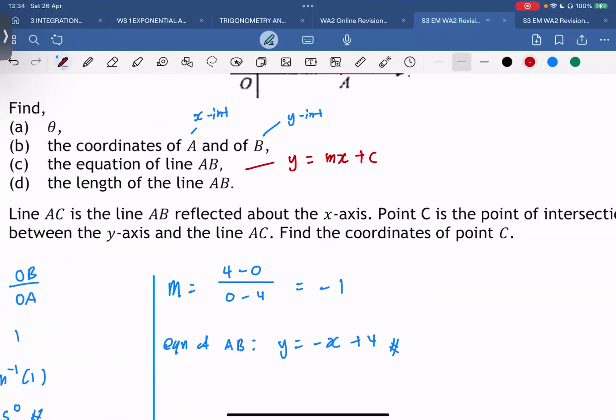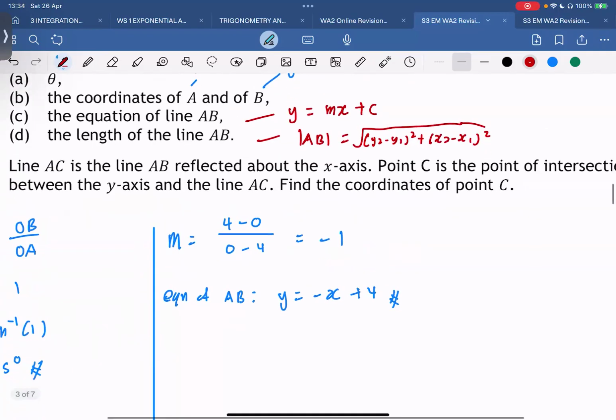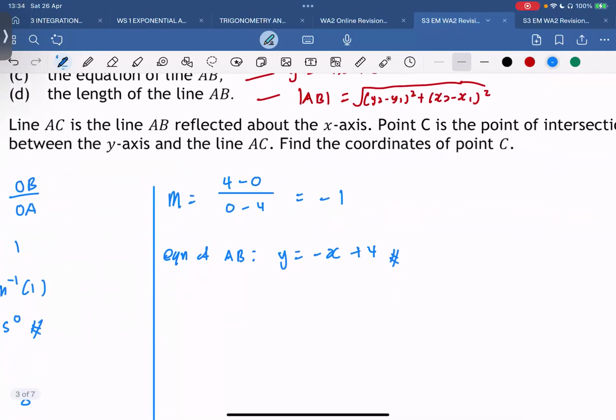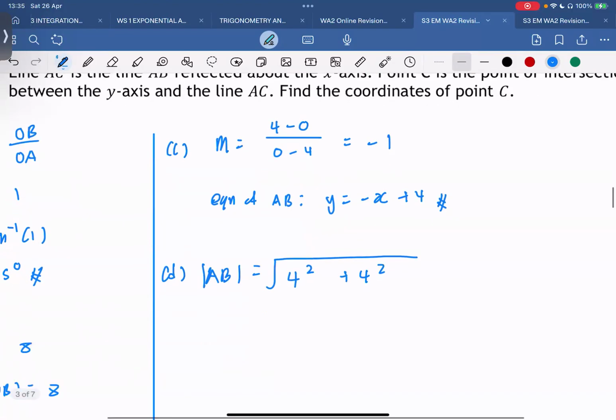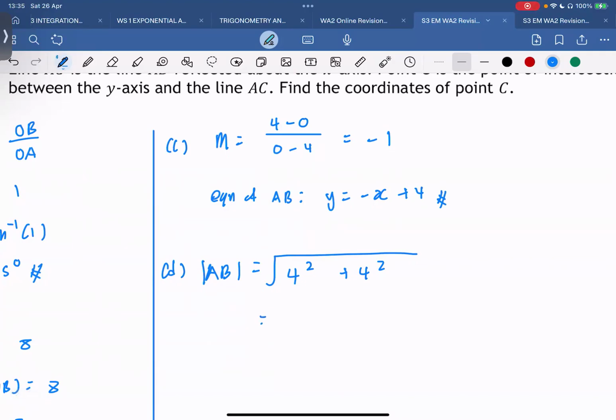And for part D, simple, right? Length of AB. We can use the formula square root of (y2 - y1) squared plus (x2 - x1) squared. So the length of AB will be square root of 4 squared plus 4 squared. This will be square root 32, which you can express as 5.66, rounded off to 3 significant figures.